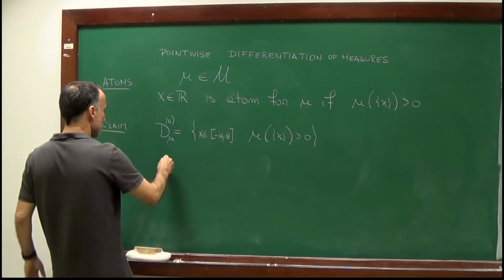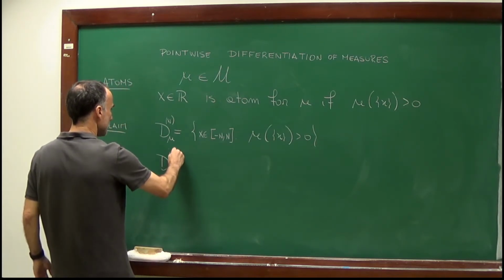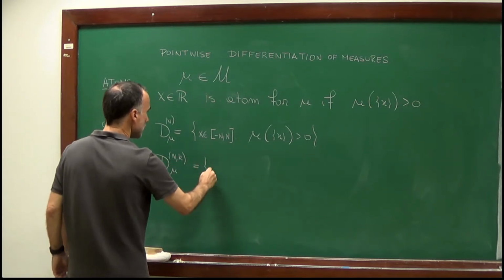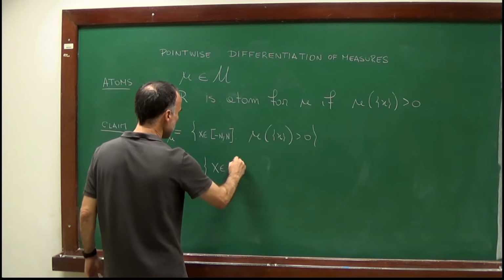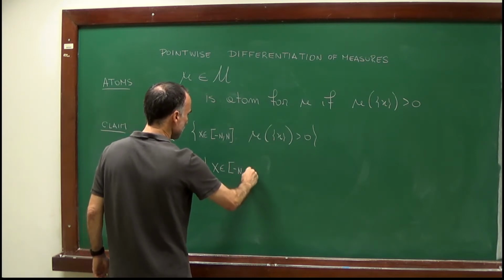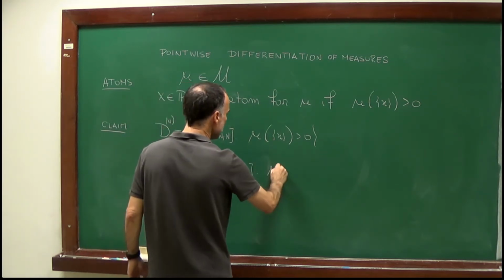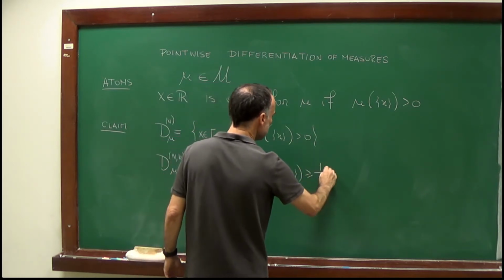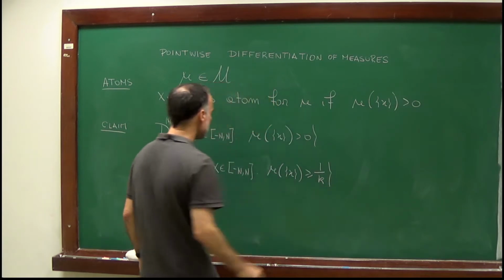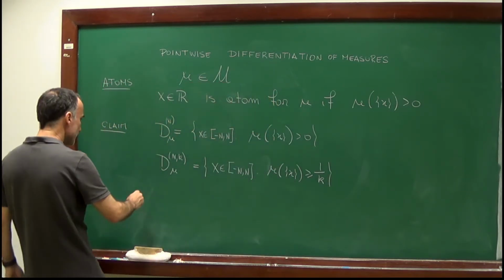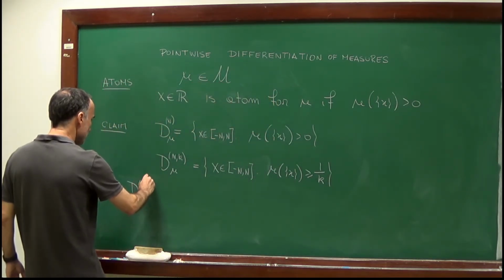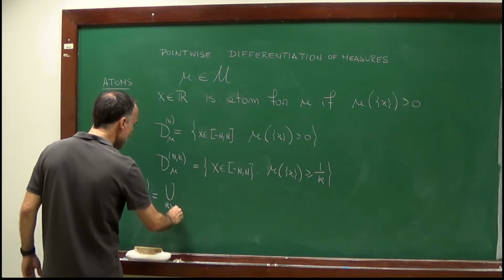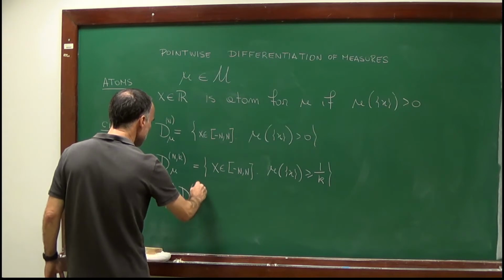But now let me call D_n^k(mu) the set of points x in [-n, n] such that mu of {x} is larger than 1 over k. And again, it's clear that D_n(mu) is equal to the union for k larger than 1 of D_n^k(mu).